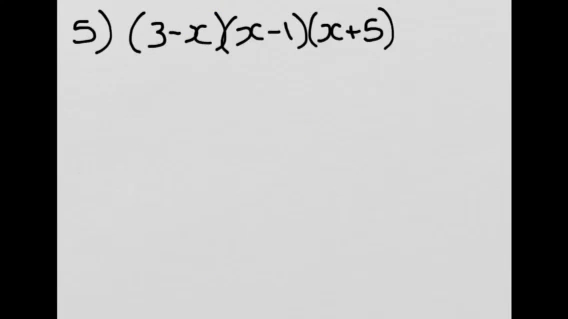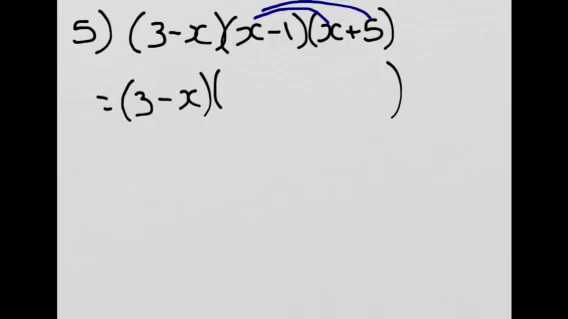In question 5 we're asked to remove the brackets and simplify. So it's (3 minus x) times (x minus 1) times (x plus 5). We can't FOIL this using 3 brackets, so what we need to do is break it down into 2 calculations. So we'll bring the 3 minus x down, and then we can expand the second bracket. We'll use FOIL on the second set of brackets, so it will be x times x, plus x times 5, plus minus 1 times x, plus minus 1 times 5. So we can expand the second set of brackets, and your answer will go in here.